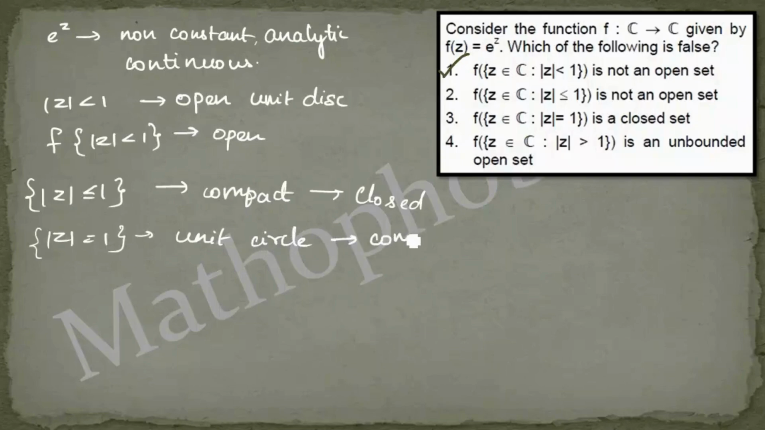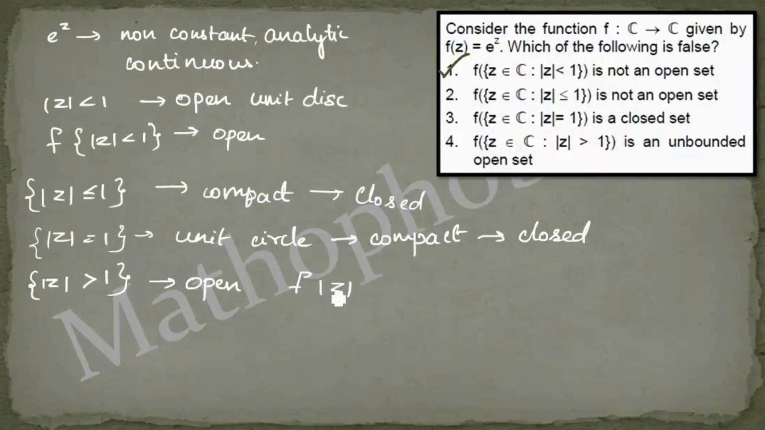So compact and closed, so this is also a true statement. Fourth option, f from z belongs to C such that mod z greater than 1 is an unbounded open set. So mod z greater than 1 is an open set. Since f is non-constant analytic, it maps open sets to open sets. So f of mod z greater than 1 will also be open.